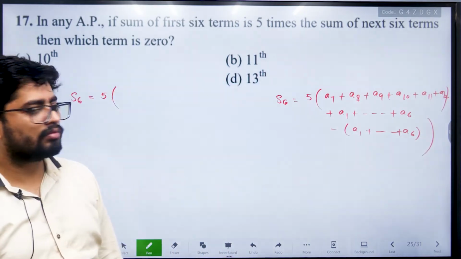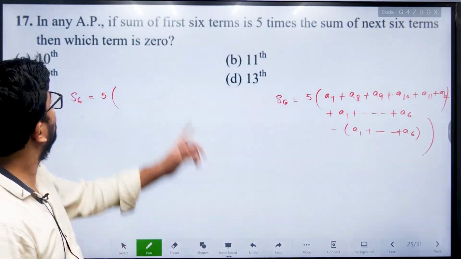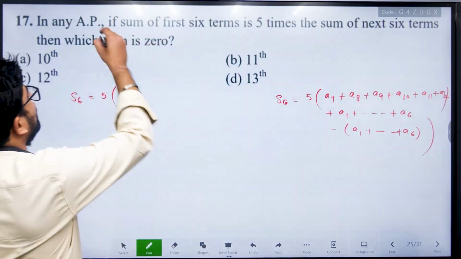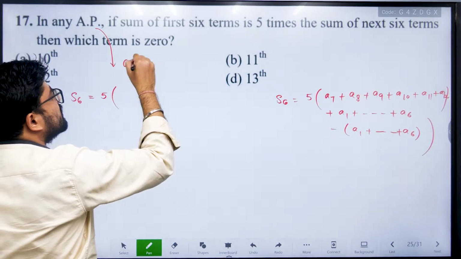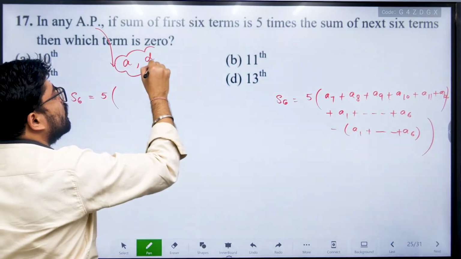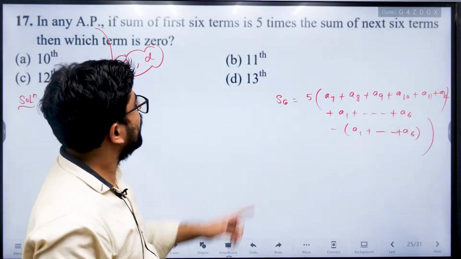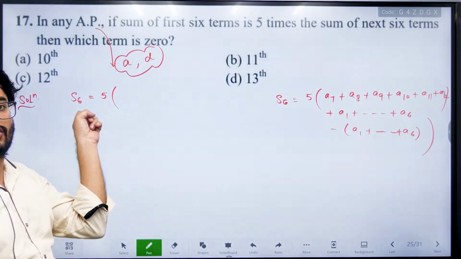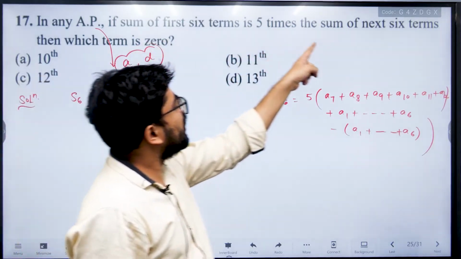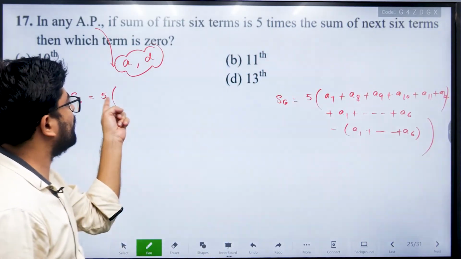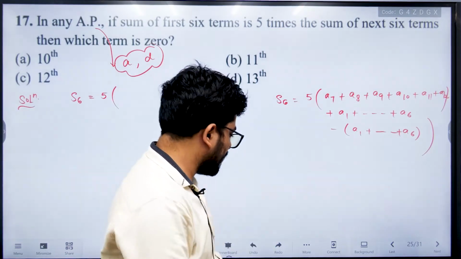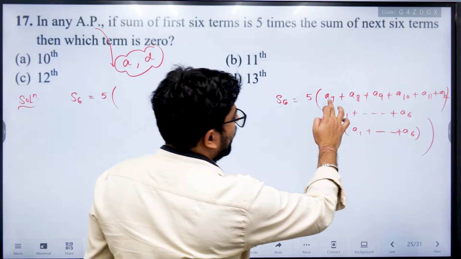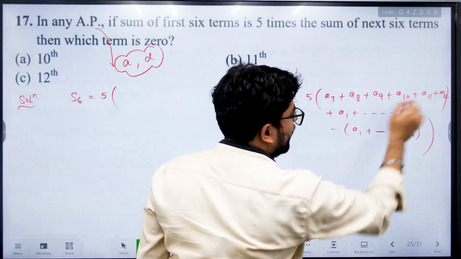Yes or no? We are given any AP, let's say for this AP you have the first term as a and common difference as d. This is the parameter given to us. And we are given that the sum of the first 6 terms, denoted by S6, is 5 times the sum of the next 6 terms. The sum of the next 6 terms is A7, A8, A9, A10, A11, A12.